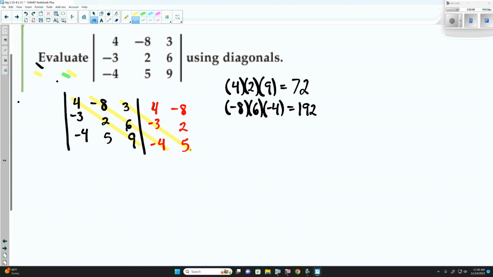And then 3, negative 3, 5. So we're doing all of our products going from the left to the right in a diagonal. Negative 45. Now at this point here, we're going to add all three of those together. 219.